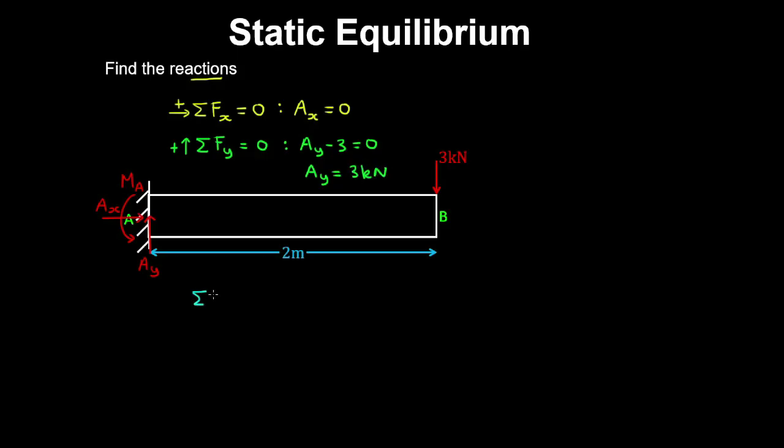And now we'll take a sum of moments about A, and that's equal to 0, and we'll take anti-clockwise as positive. So the line of action of these reactions passes through this point, so they produce no moment or torque. And therefore we have MA anti-clockwise minus 3 kilonewtons by the perpendicular lever arm. So the force at the tip produces a clockwise moment about this point, and that's equal to 0. So therefore MA is 6 kilonewton meters.